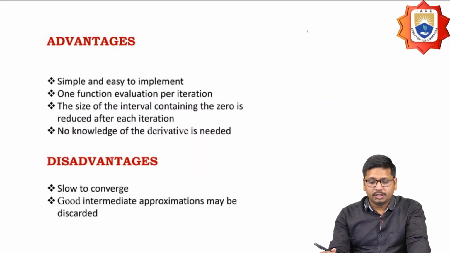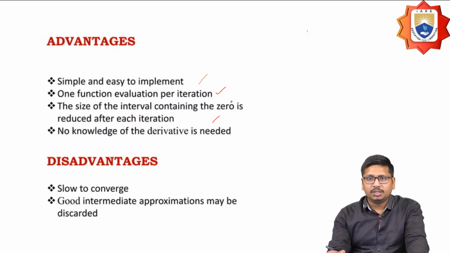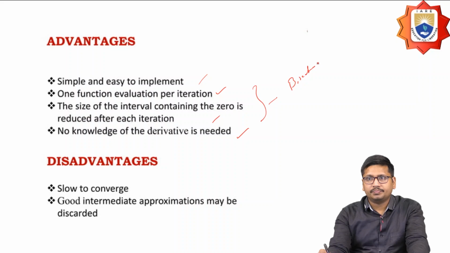So what are the advantages here? It is simple to implement, there is only one function evaluation per iteration, the size of the interval containing the 0 is going to be reduced after each iteration, and no knowledge of the derivative is going to be needed here. So these are the advantages of this bisection method.